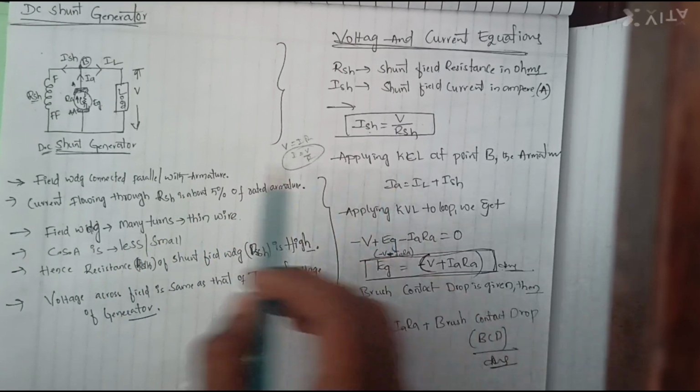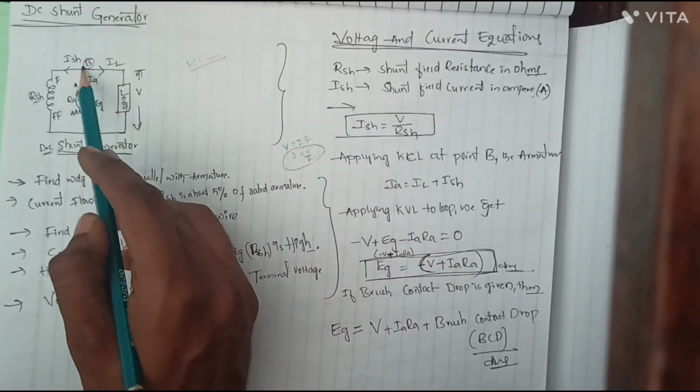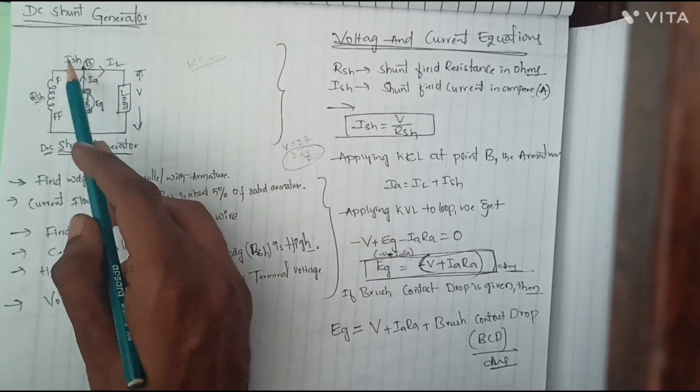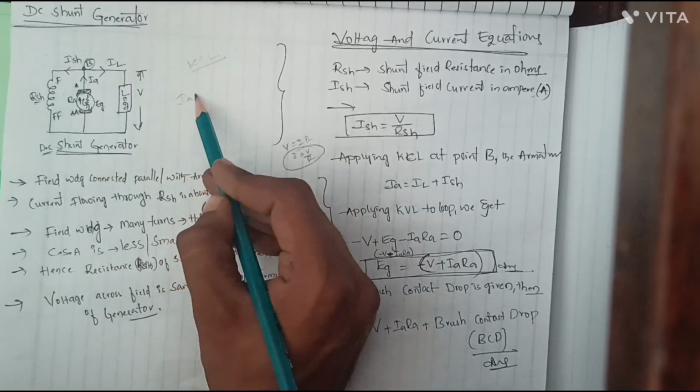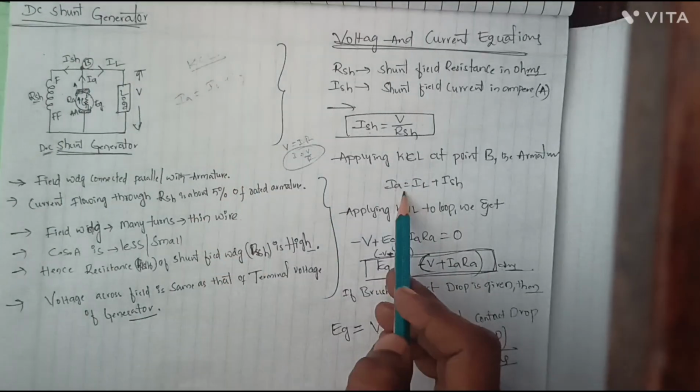Applying KCL, Kirchhoff's current law, means incoming current equals outgoing current. Here point B is the junction. IA is the incoming armature current, IL is the load current, and ISH is the shunt field current. Incoming current equals outgoing current, so IA equals IL plus ISH.